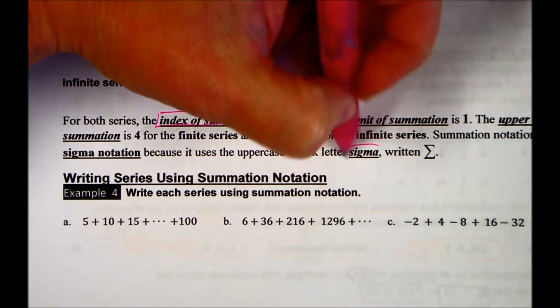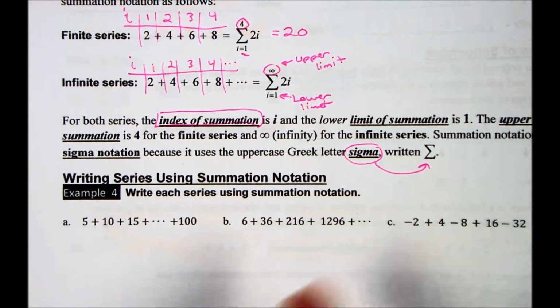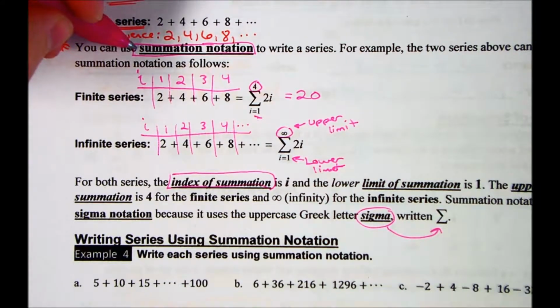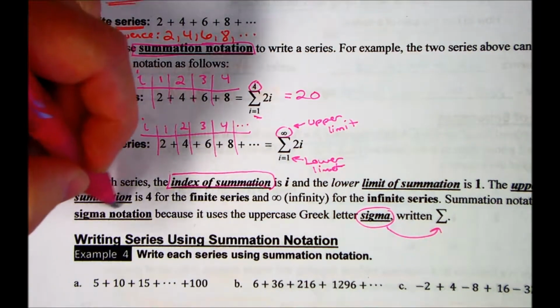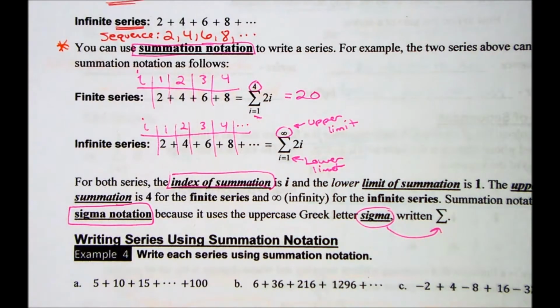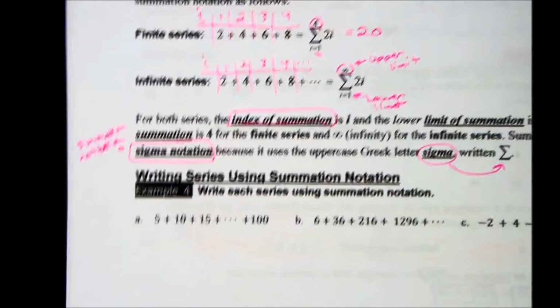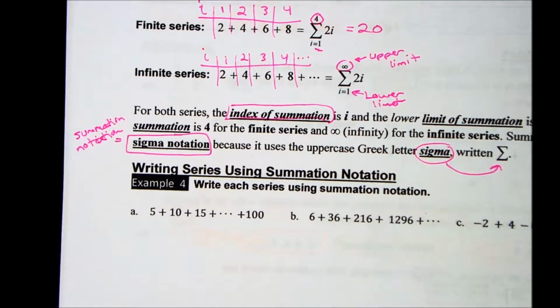Okay, so sigma, we talked about the Greek letter sigma, that's the symbol that's used. Besides calling it summation notation, as some textbooks will, you'll also hear it called sigma notation. So sigma notation basically equals summation notation. They're the same thing, just a different way of saying it. All right, so here we go.